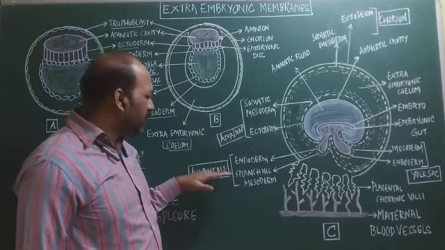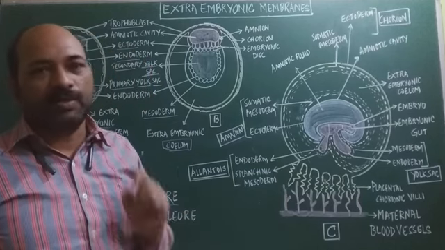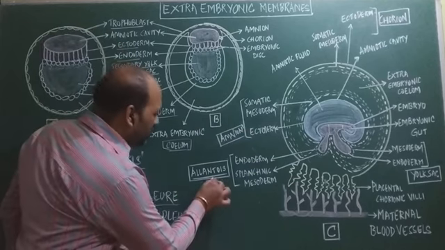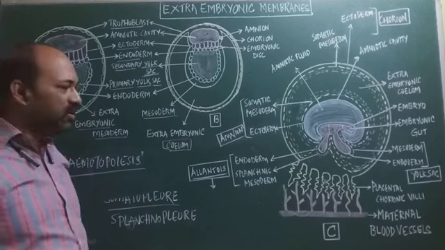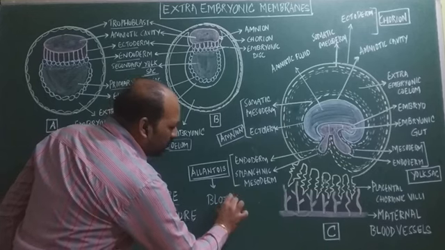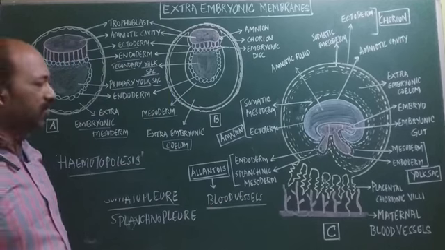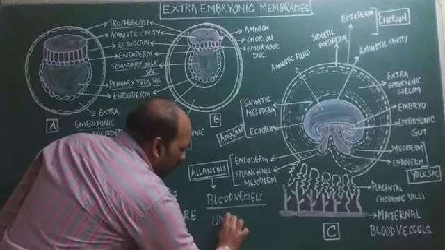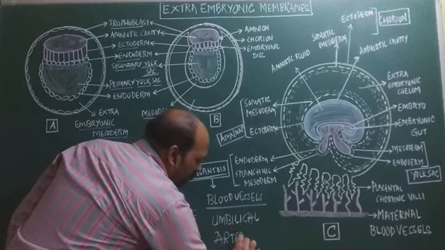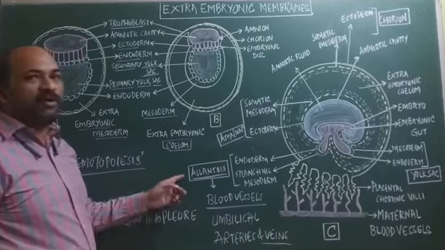But here also, allantois is not at all involved in storage of the waste in humans, because that function is also done by the placenta. Then what is the function of this allantois? Allantois in human beings is responsible for the formation of the blood vessels. What are those blood vessels which are derived from allantois? They are the umbilical arteries and umbilical veins. So these umbilical arteries and veins are formed from allantois.